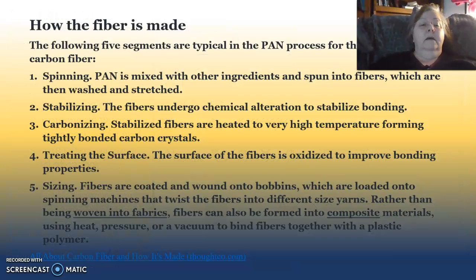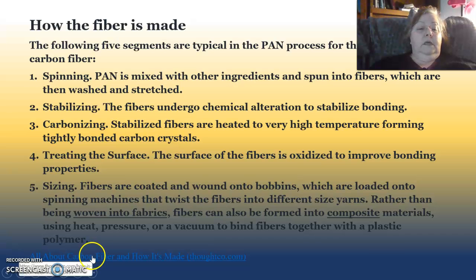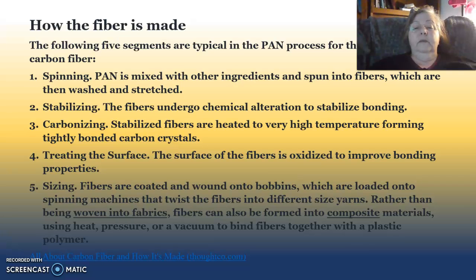How the fiber is made. The following five steps are typical in the PAN process for the manufacture of carbon fiber. Spinning. PAN is mixed with other ingredients and spun into fibers, which are then washed and stretched. Stabilizing. The fibers undergo chemical alteration to stabilize bonding. Carbonization. Stabilized fibers are heated to a very high temperature, forming tightly bonded carbon crystals. Treating the surface. The surface of the fibers is oxidized to improve the bonding properties.